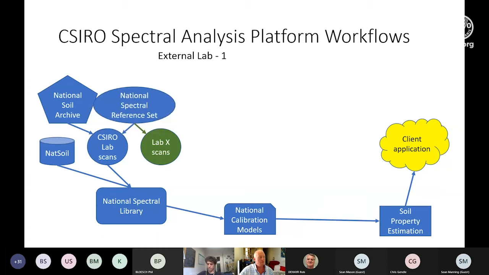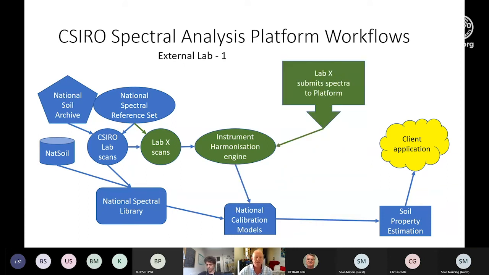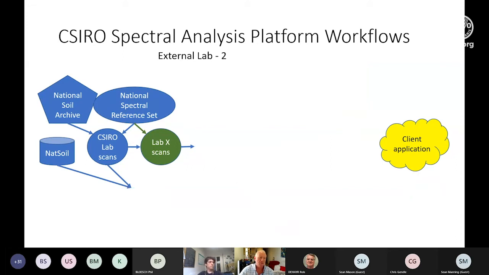So this is where our spectral reference set comes in, and the concept that if multiple organisations scanned the same specimen with different instruments, we would be able to create this harmonisation engine. That would allow then that lab to submit a spectra to the platform, transform the spectra into something that can be used in the calibration model and produce a prediction for a client.